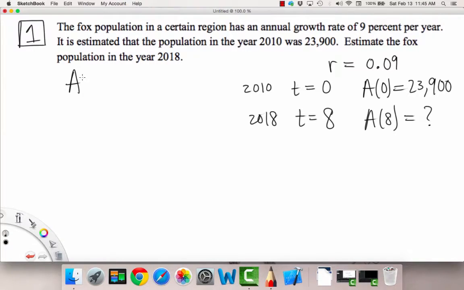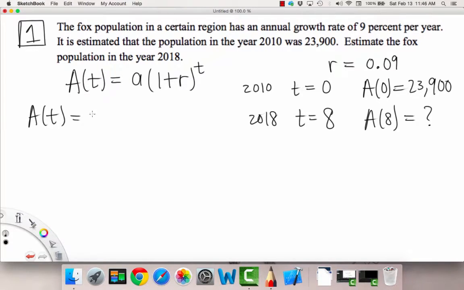Alrighty, so for the formula we're going to use, there's nothing that implies that we are compounding or that the fox population is growing semi-annually or anything. It just says an annual growth rate. So we're just going to use the simplest formula that we can think of. That would be A of t equals the initial value, A, times 1 plus r, raised to the t power. If we plug these in, we can get a formula.